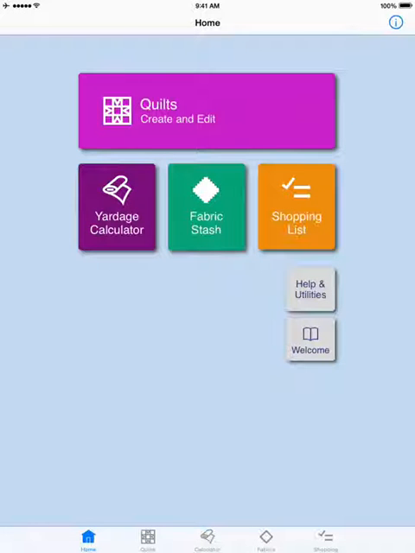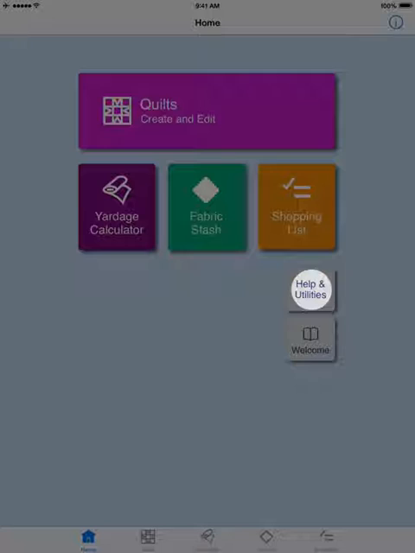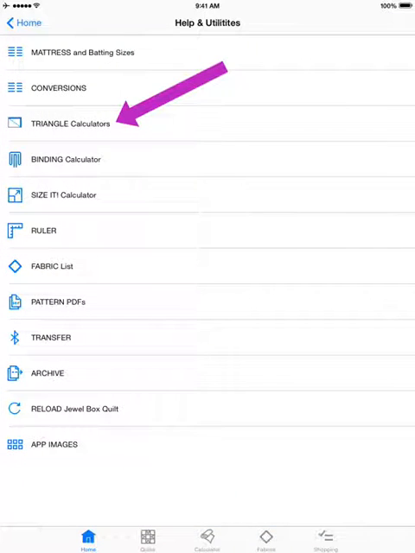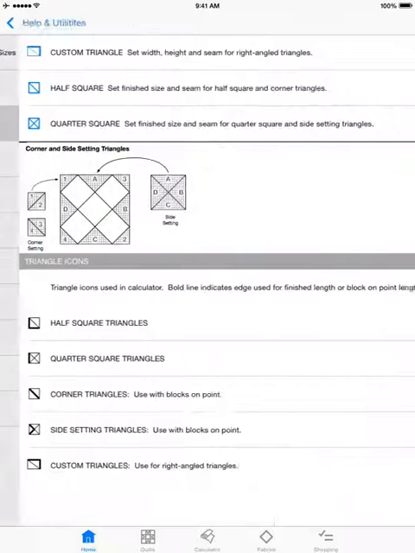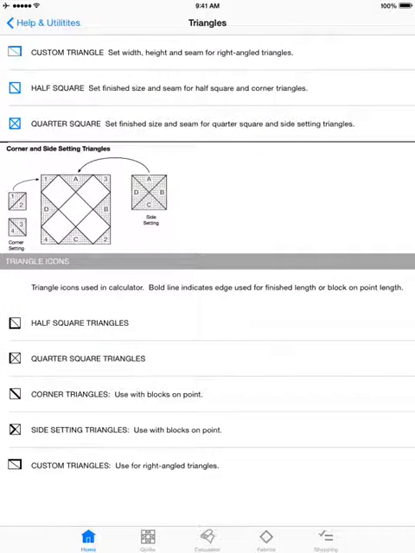Playing with triangles is a lot of fun with the QuiltSandwich app because it comes with a set of triangle calculators that you can use in your design process to verify cutting measurements or just to play around with different shapes and sizes. To access the triangle calculators, tap the Help and Utilities button on the home screen. Tap the Triangle Calculator button, and you are taken to the triangle page.